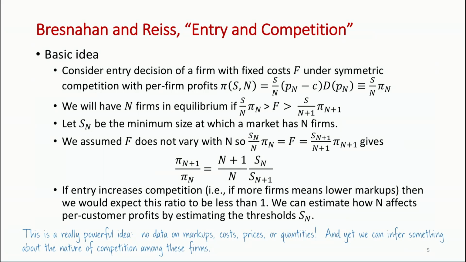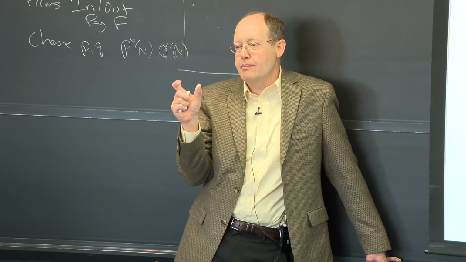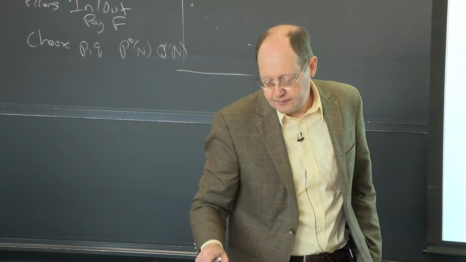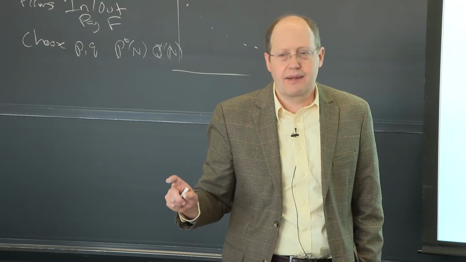And so anyway, that's the really powerful idea of this paper. We don't have to have any data at all on prices or quantities, and yet we can tell how the ratio of profits declines as more firms enter the market by just looking at how many more customers have to be there for the second firm to want to come in. Questions about that basic idea?